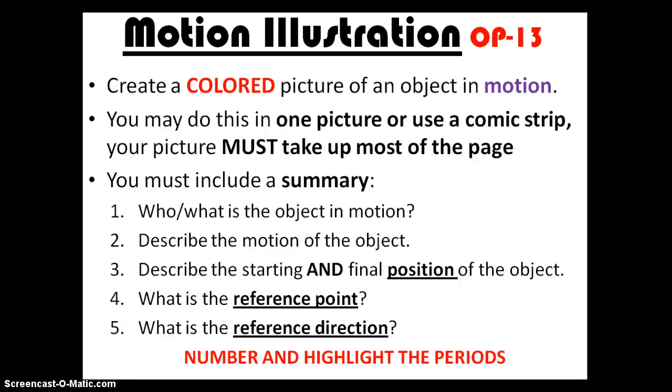You must also include a summary, and there are 5 sentences in your summary at least. The first one should tell you who or what is the object in motion. The second one describes the motion of the object. How is it moving? What is it doing? Where is it going? Number 3, describe the starting and final position of the object. Where did it start and where did it end at? And number 4, what is the reference point? Right? Which part of your picture is the reference point? And number 5, which part of your picture is that reference direction? Which way is it going from that starting point? Right? So these are your 5 sentences at the very end.